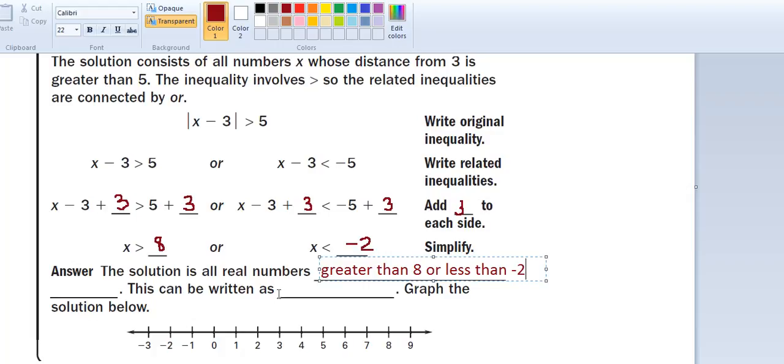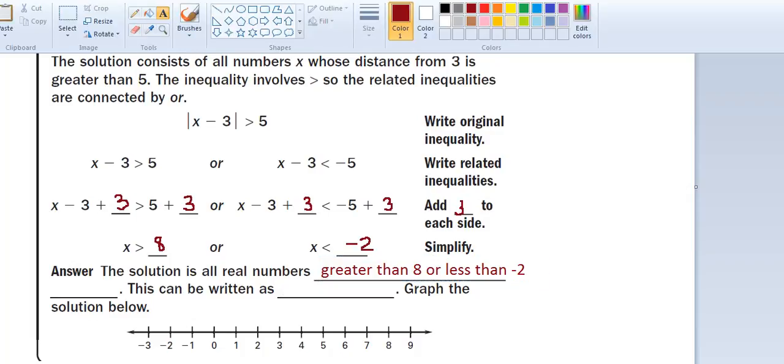The more important way to write this is going to be right here. So what we're going to write is x is greater than 8, or, important word right there, x is less than -2. And remember, you can't combine those. Those just have to be written like that.